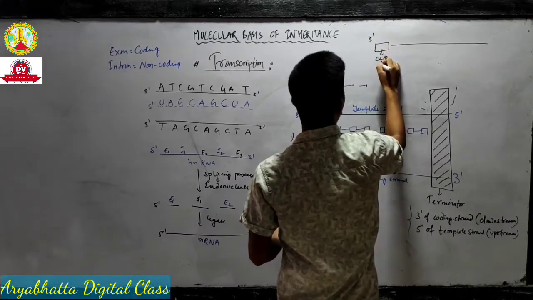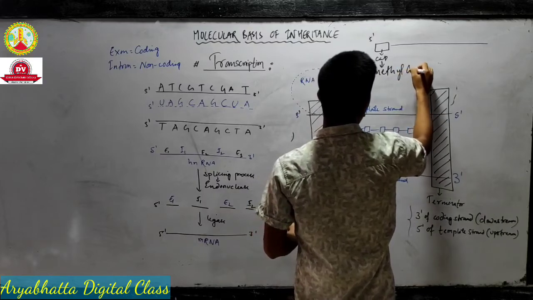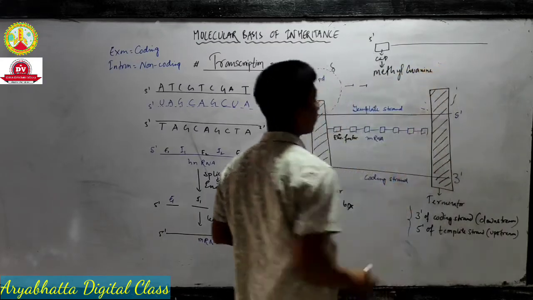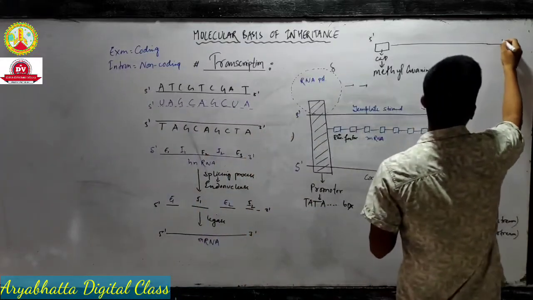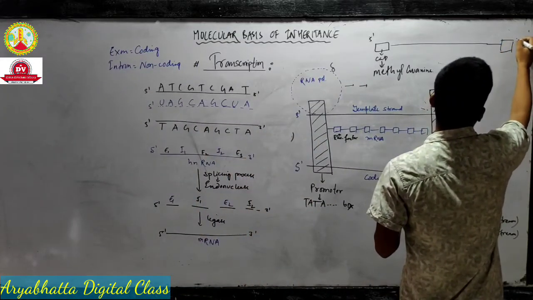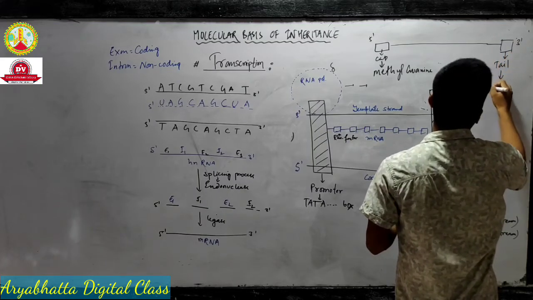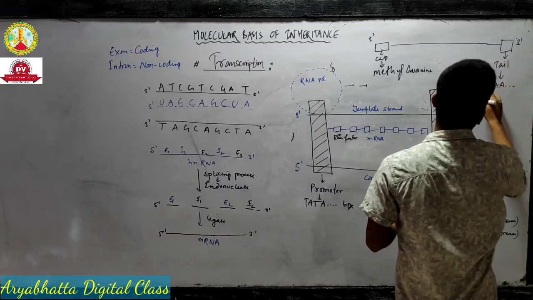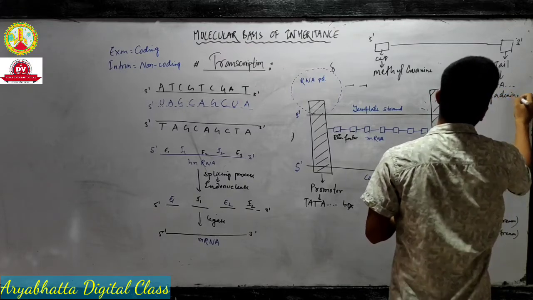The cap is added at the 5 prime of it. This cap contains methyl guanine, not TATA box. Okay, make this correction. This cap contains methyl guanine, and the tail contains, where is the tail added? The tail is added at the 3 prime of the mRNA strand. The tail contains many adenines, so we call it a polyadenine or polyadenylate tail.